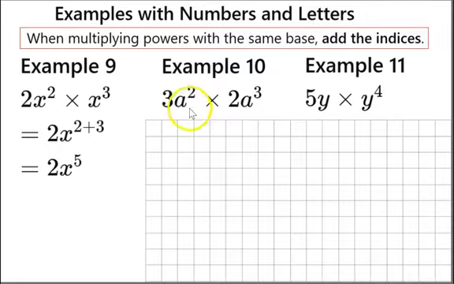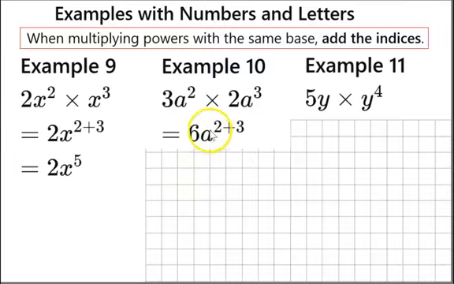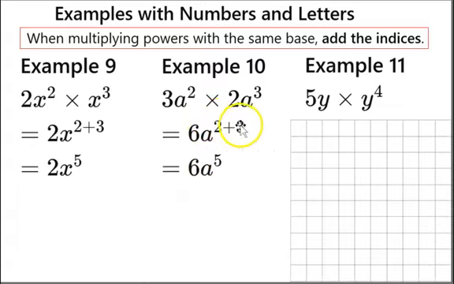In the next example, we are multiplying powers with the same base. So we're going to multiply the big numbers. 3 times 2 will give us 6. And then we're going to add up the powers. So it's going to be 6a to the power of 2 plus 3, which gives us 6a to the power of 5. So we multiply the big numbers and add the powers if the bases are the same.